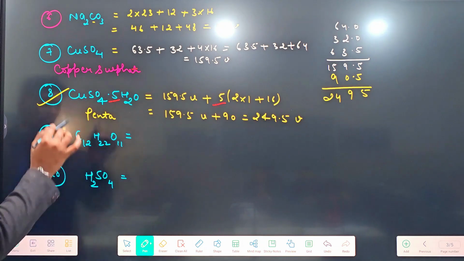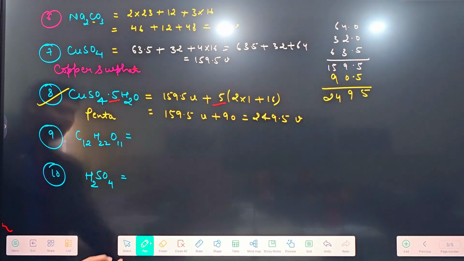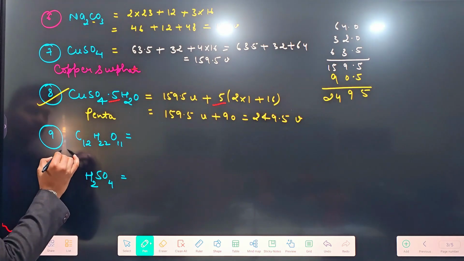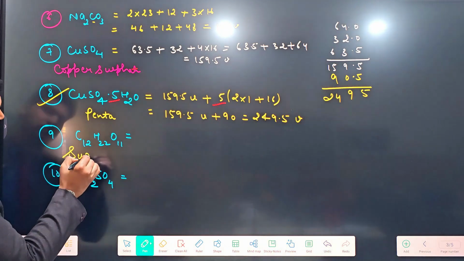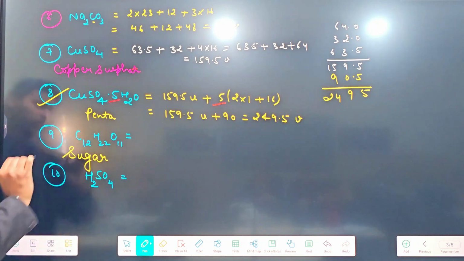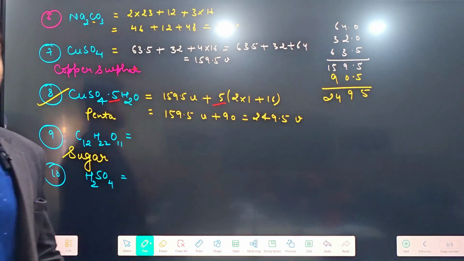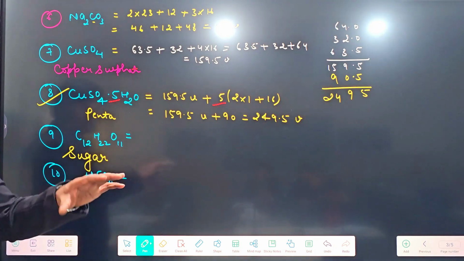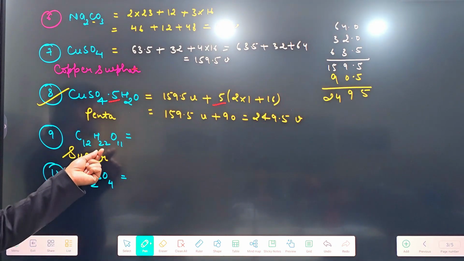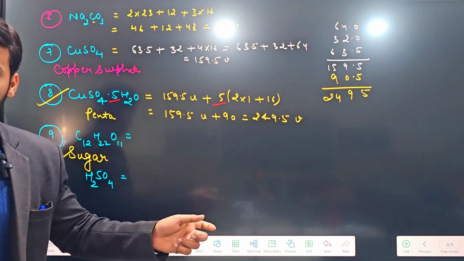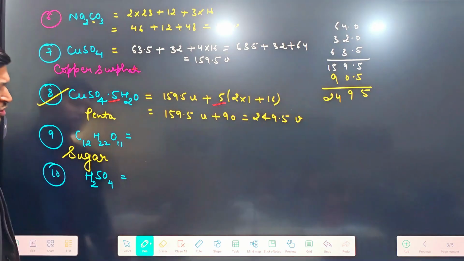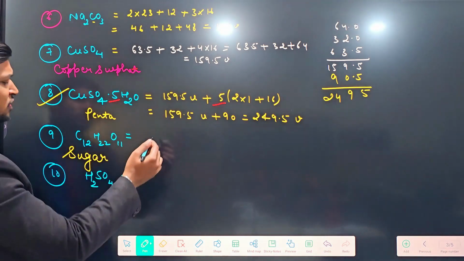Good. Then after this, C12H22O11. Can you all guess which compound this is? Sugar that you consume at your home, right? Is it exactly the cane sugar that we have at home? What is the formula? C12H22O11.